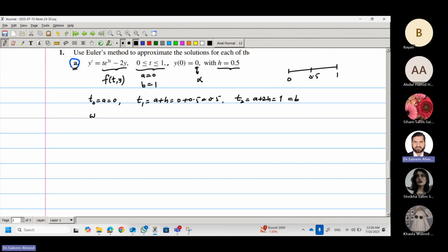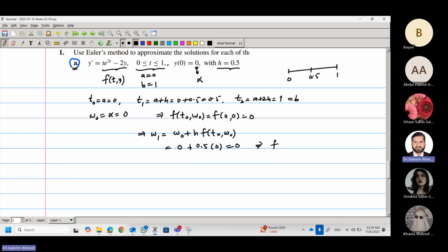Now, W naught is alpha, which is 0. This is the starting point. Now calculate f at t0, w0. F of t0 is 0, f of w0 is 0, and the function will become 0. It will remain 0. So therefore, my w1 will be w0 plus h f of t0, w0. So w0 was 0 plus h is 0.5, and this remains 0. So your answer is again 0. So now w1 is this.